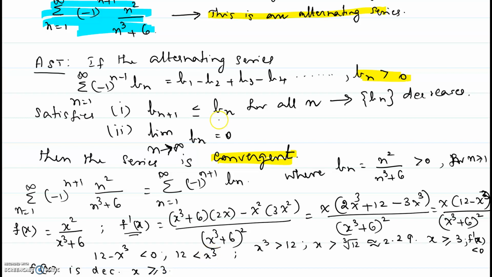So this eventually proves condition 1: bn plus 1 is less than or equal to bn whenever n is more than or equal to 3, or eventually. This is condition 1 that is stated in the rule, the alternating series test.